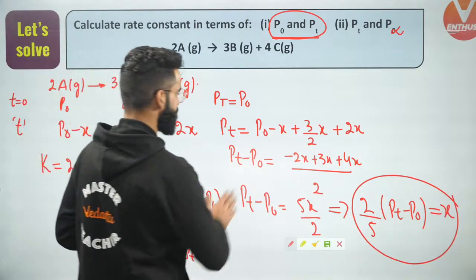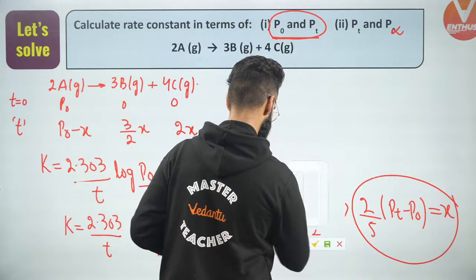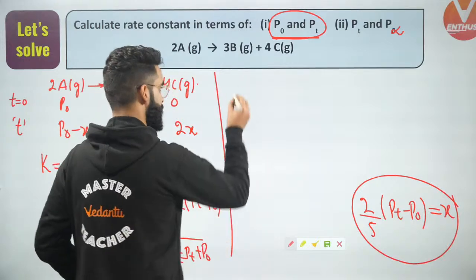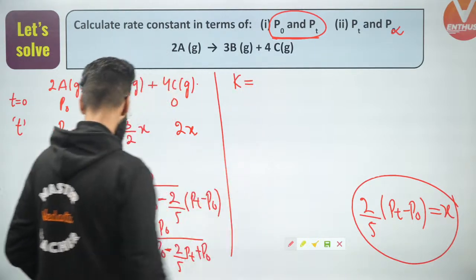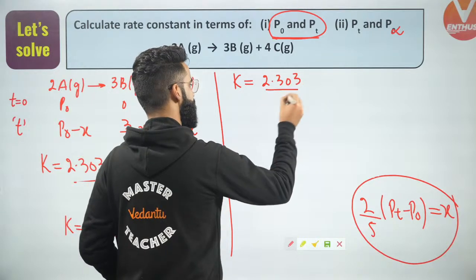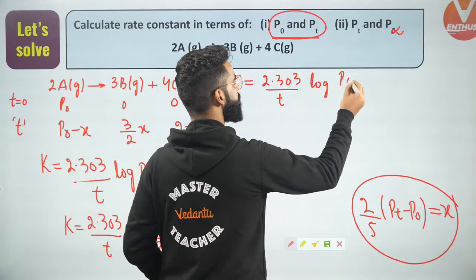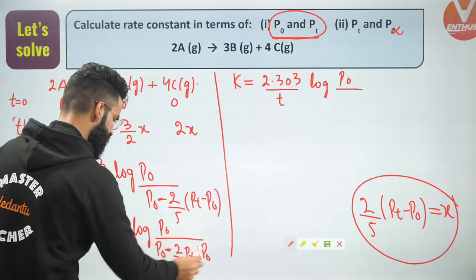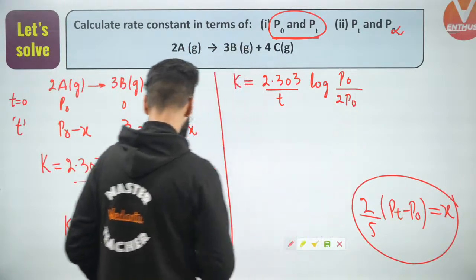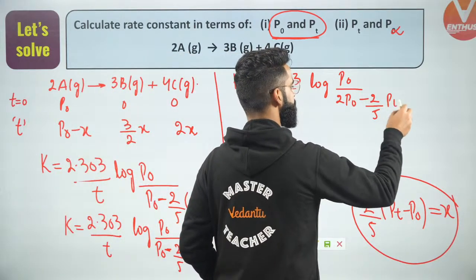Let me erase this part over here. You are getting the rate constant expression which I was supposed to calculate in terms of P naught and Pt. k will be simply equal to 2.303 divided by t, log of P naught divided by, this is P naught plus P naught, twice P naught, so it is twice P naught minus 2 divided by 5 Pt, correct?